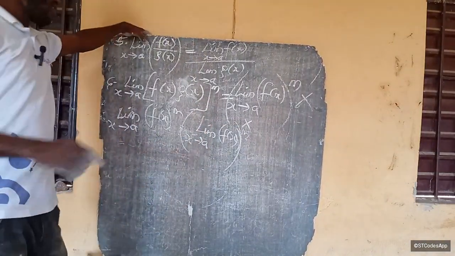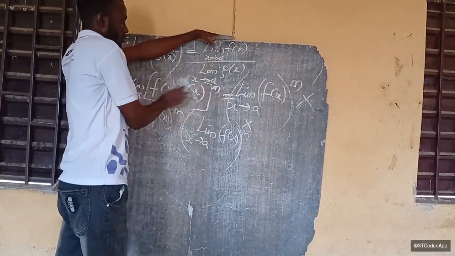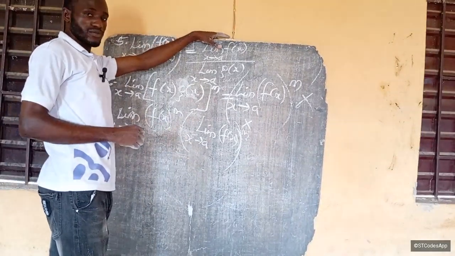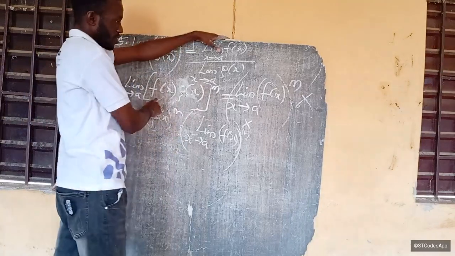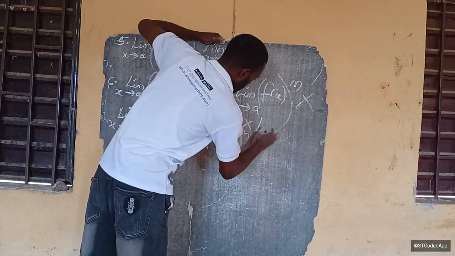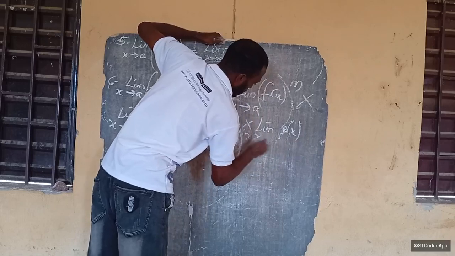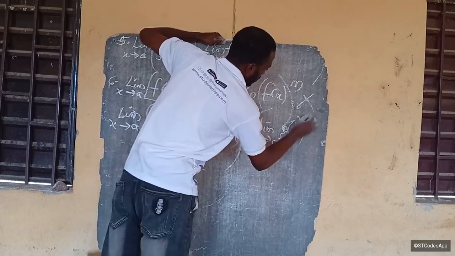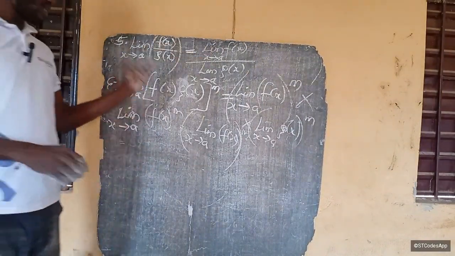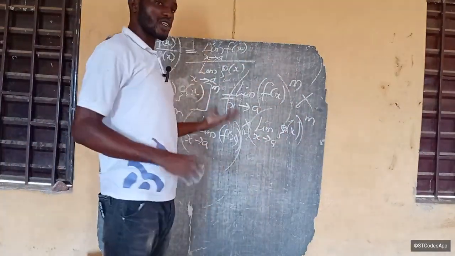Does that make sense now? In other words, in this case, we can still split this power and distribute it to both of them. When we distribute to f of x, we have this. We distribute to g of x, we have the limit of g of x as x approaches a, all raised to the power m. And that is going to be the case. So this is it for the properties of limits.